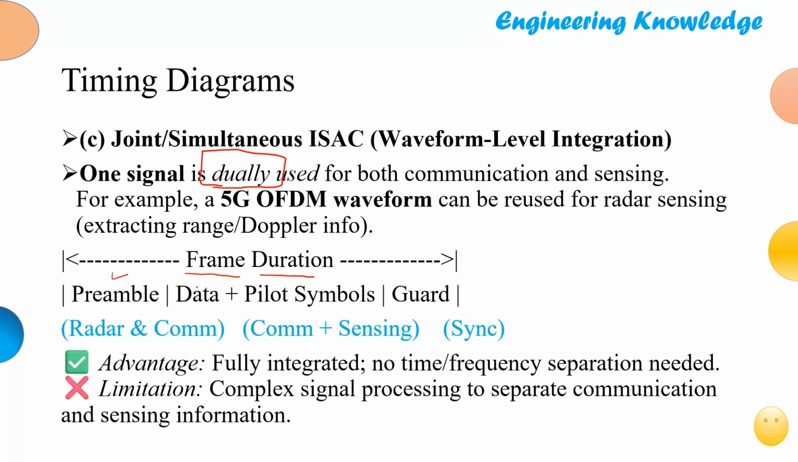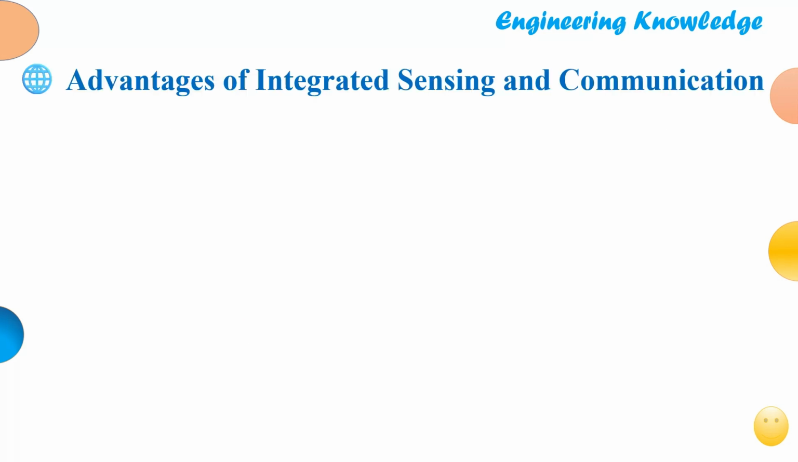Then there are data signals which are being sent. Then there are some pilot symbols, firstly to check how the channel is behaving, and to differentiate it from the next frame, we use some guard band. This part is used for radar and communication, and the guard band is used for synchronization. So you can understand that the same waveform can be used for both purposes. It is fully integrated. No time division or frequency division separation is required. But of course, there is going to be complex signal processing in this mode. Only research is taking place.